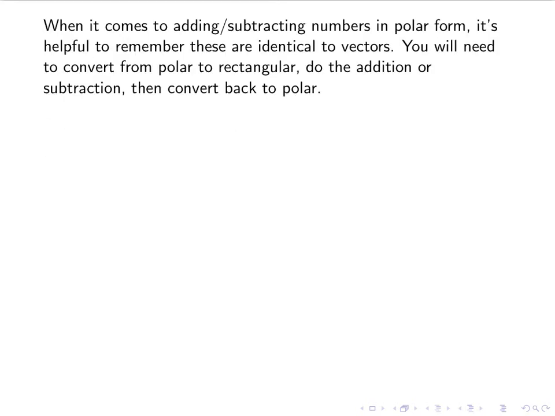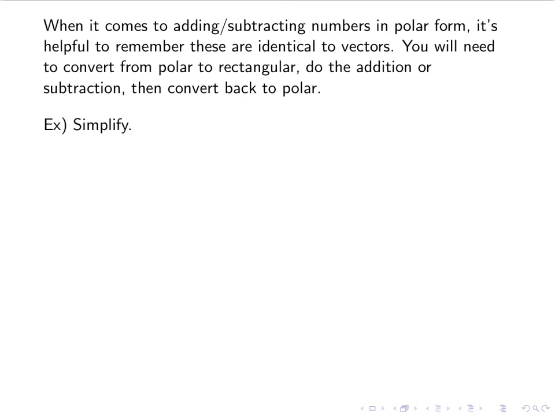In order to do addition and subtraction, it's going to involve a lot more work. And this is, again, where it's helpful to remember that numbers in polar form are very much equivalent to vectors that we did in Tech 1. Remember, if I wanted to add vectors, I had to first deconstruct them into their x and y components. I had to resolve the vectors into their x and y components, add those, and then put it back into vector form. That's going to be the same thing here. We need to convert from polar to rectangular, then do the addition or subtraction, and then put it back into polar.